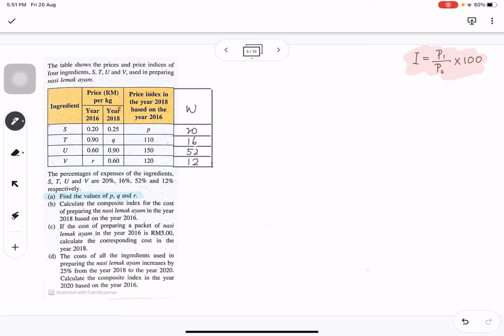Now, we are going to answer part A. Normally for part A, this is the formula that we are going to use. So look at the first line for S. What is the price index? P, right? And then the price in 2018 is 0.25. The price in 2016 is 0.20. So we times 100. So what is the P? 1, 2, 5. Yeah. So this one equals 125.